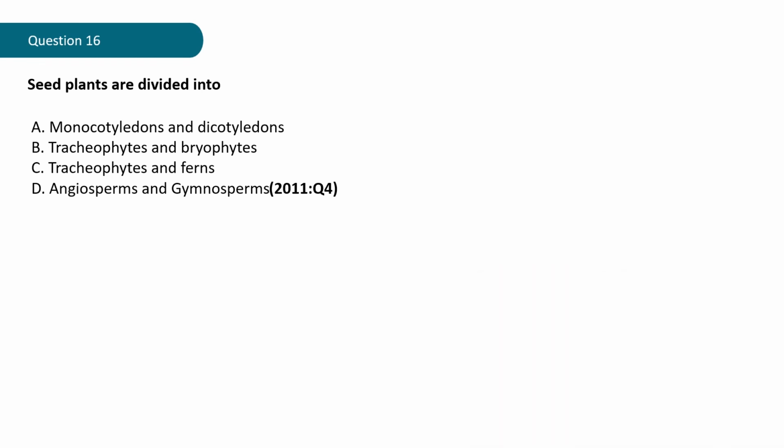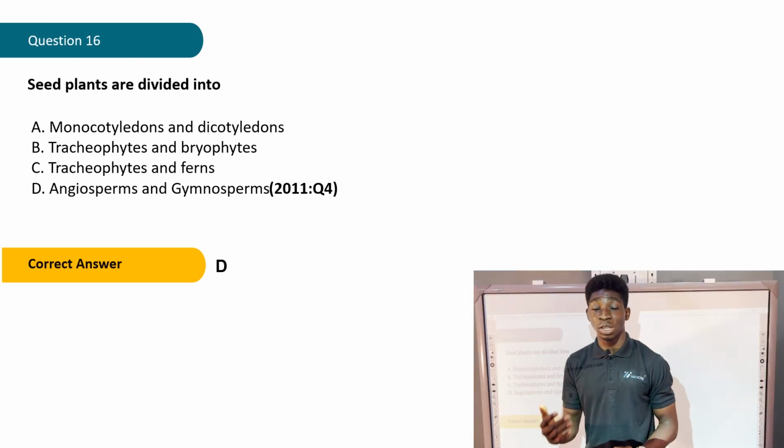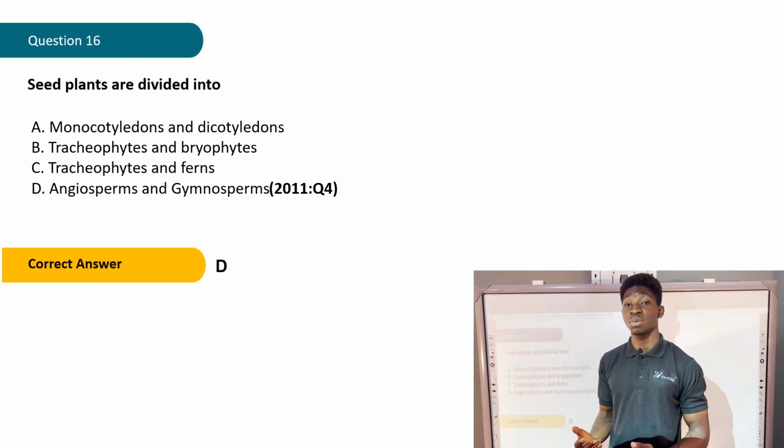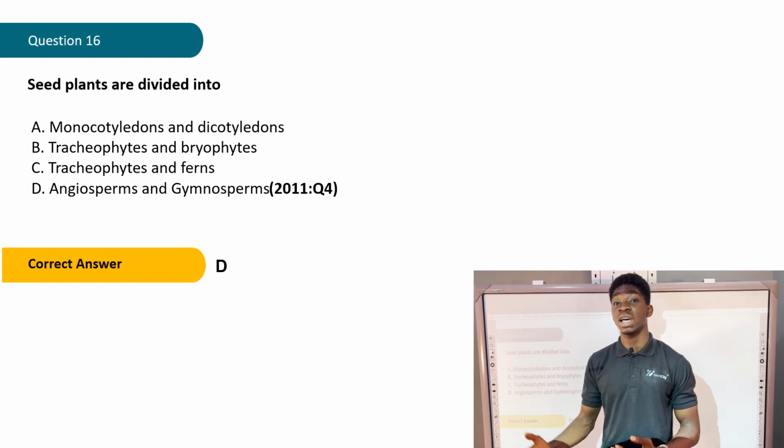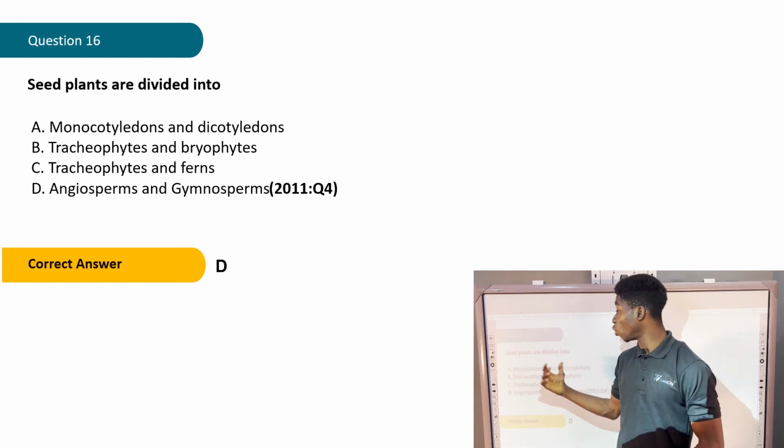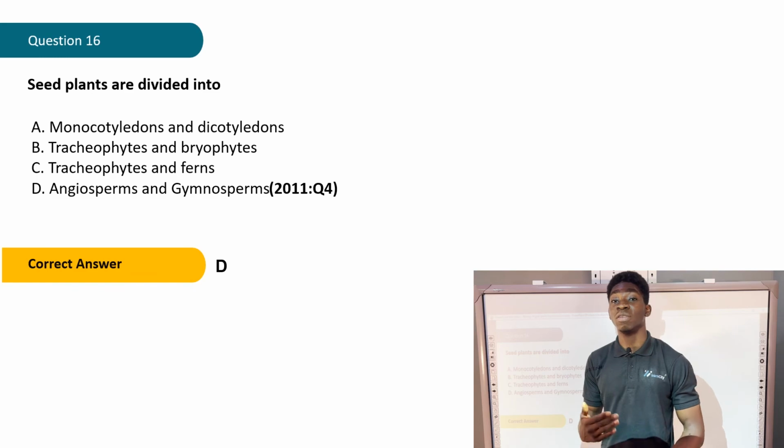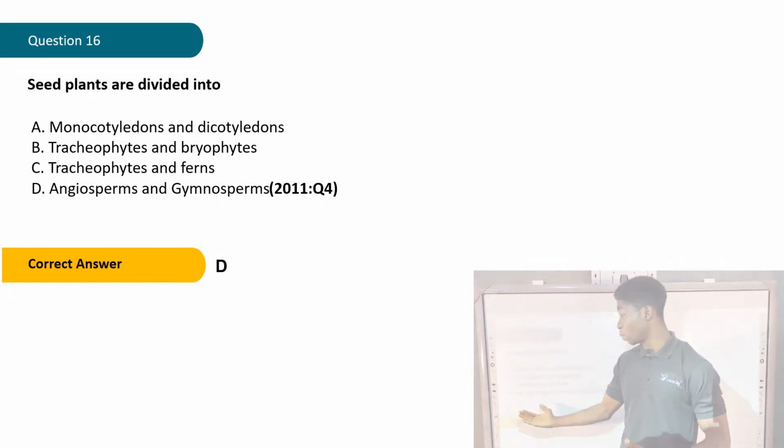Let's see what the correct answer is now. The correct answer is D. Angiosperms and Gymnosperms. We've mentioned this before. There's a common misconception when we are asked which ones are the seed plants. Many people mention monocots and dicots, but that is a division under angiosperms.